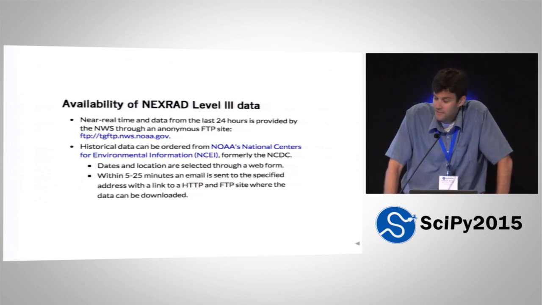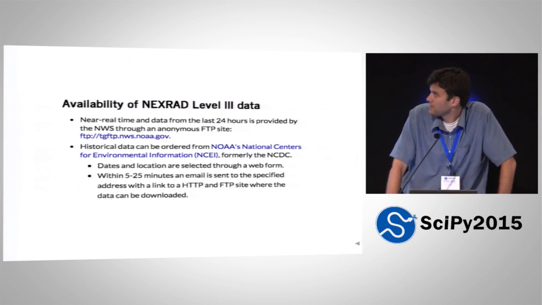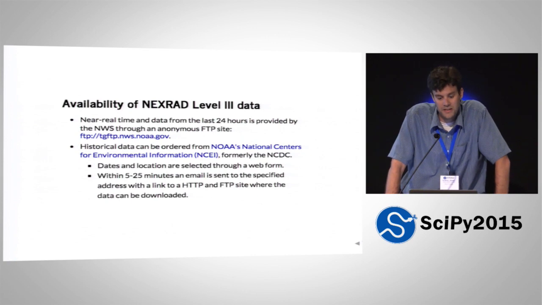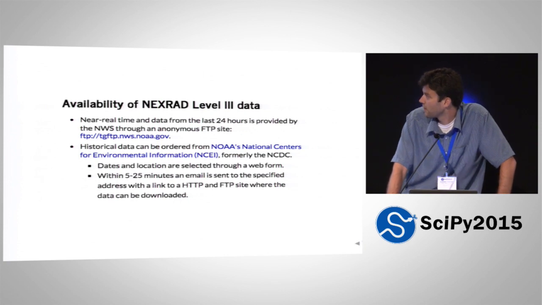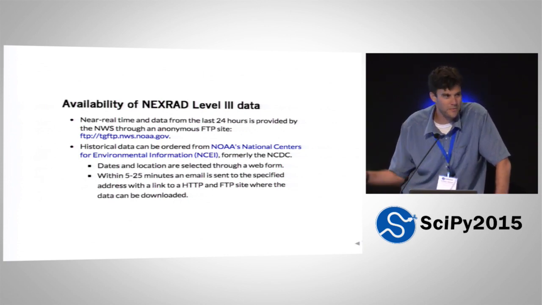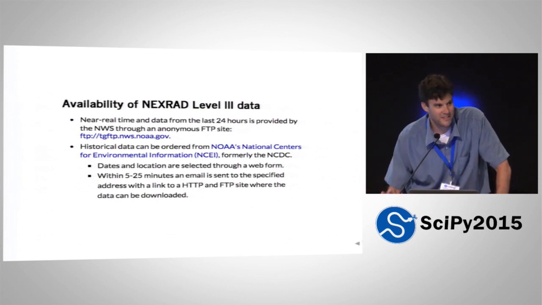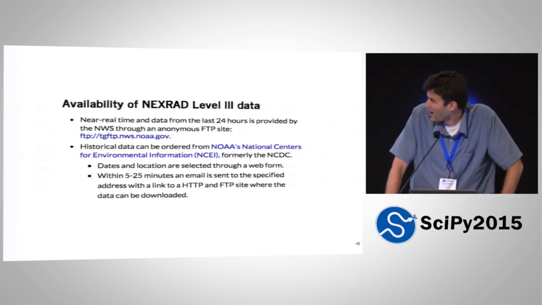Level 3 data is available directly from the National Weather Service through an anonymous FTP site. This has near real-time data, which is what we grabbed in that first snippet, but it also contains data for about 24 hours. If you want historical data going back all the way to the early 90s, you can go to the National Center for Environmental Information, and they have all the data. That used to be NCDC, which was a whole lot easier to say very quickly.